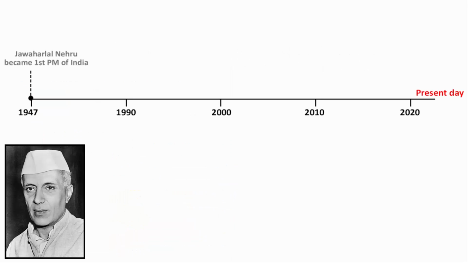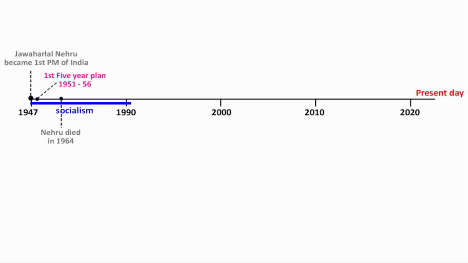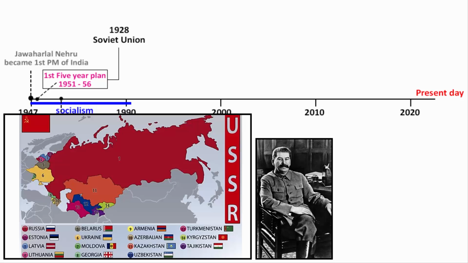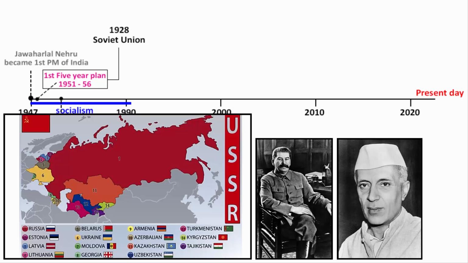As you all know, Jawaharlal Nehru was the first Prime Minister of India. After 1947, the Indian economy was in a very poor state. India's development strategy began on a socialistic approach under the leadership of first Prime Minister Jawaharlal Nehru. In fact, the concept of five-year plan was first implemented in the Soviet Union in 1928 by Joseph Stalin. Jawaharlal Nehru was inspired by Stalin's plan.